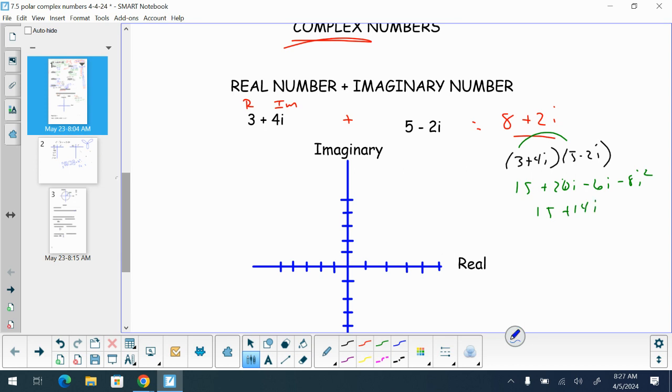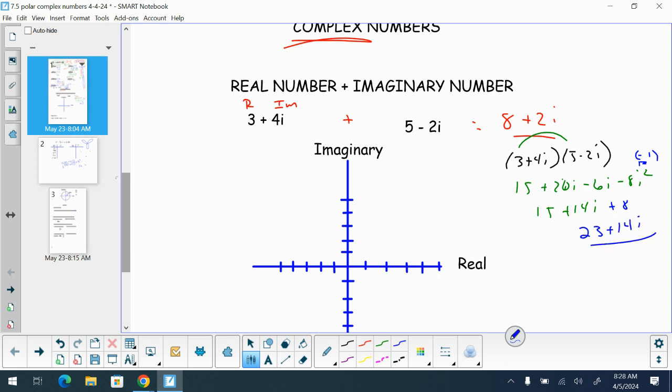Now when we have a minus 8i squared, i squared is a value of what? What's i squared equal to? Negative 1. i squared is equal to a negative 1. So I have negative 8 times negative 1, which would give me a plus 8 there. So we would have 23 plus 14i.